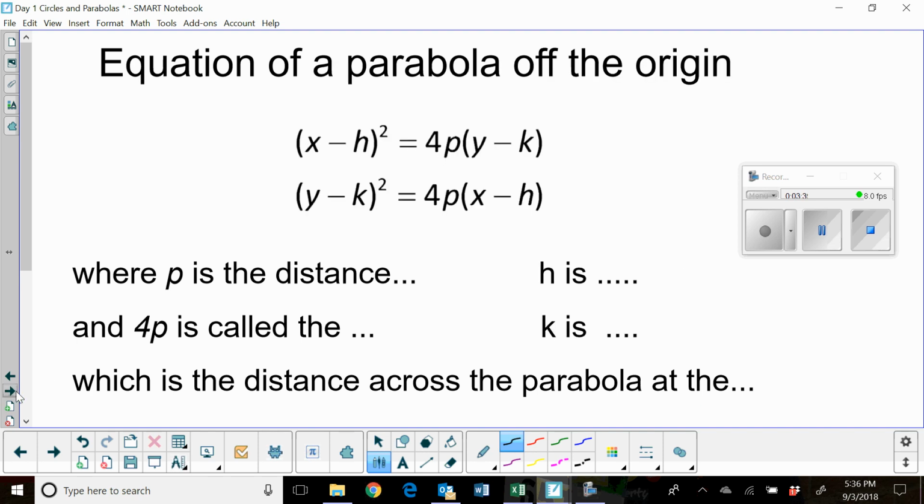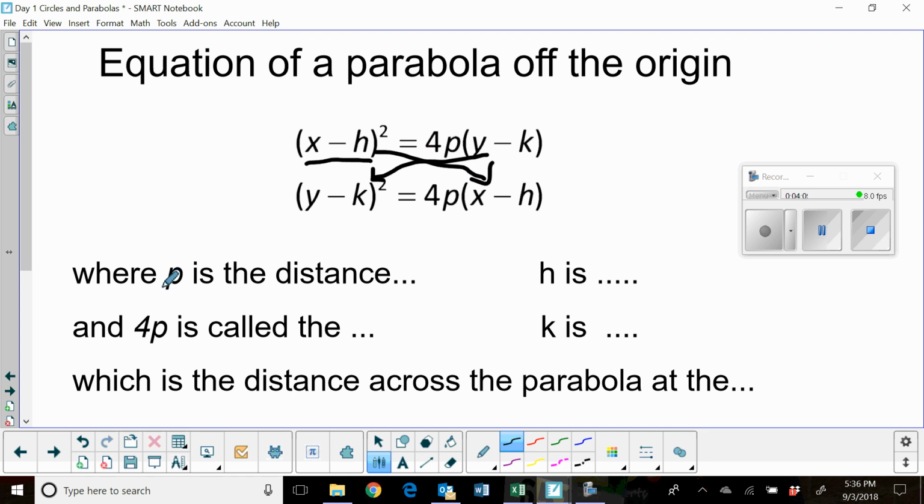Okay, so here is the equation for a parabola that is off the origin. Notice it's just the same, only we're adding a shift to the x-coordinate. So instead of just x squared, it's x minus h squared. And then we're subtracting k from y, or y minus k. Notice the k goes with the y, and the h goes with the x.